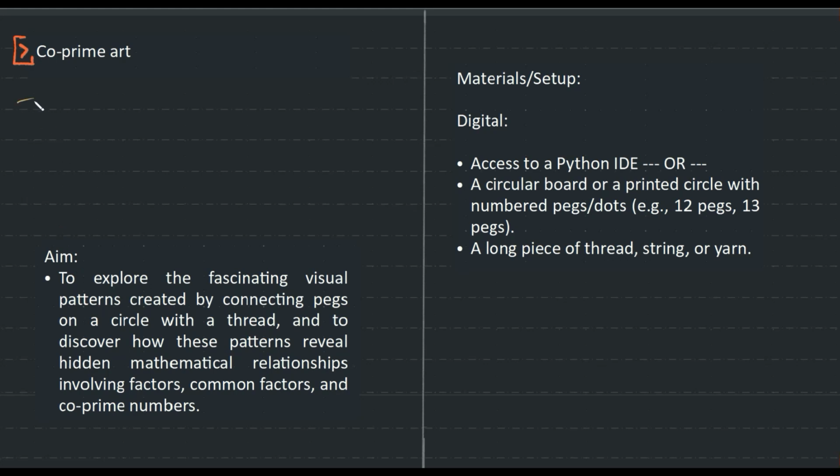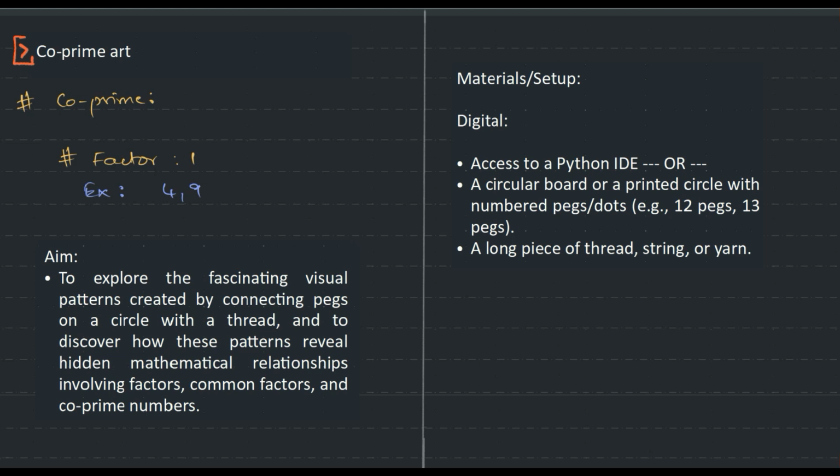We got to learn about co-prime numbers. Co-prime numbers are numbers that have a common factor of only 1, right? Example is, say, 4 and 9.